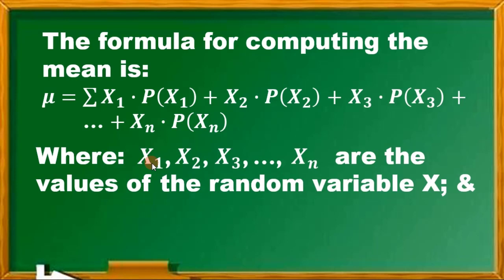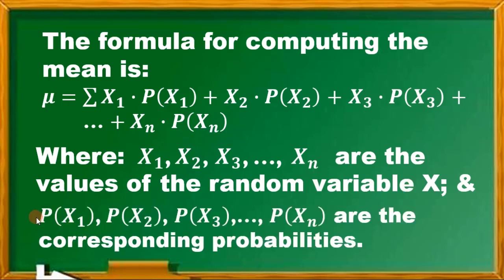Here, x sub 1, x sub 2, up to x sub n are the values of the random variable x. Usually, it could be 0, 1, 2, 3, and so on up to n. And p of x sub 1 is the probability of the first random variable value, then p of x sub 2, p of x sub 3, up to p of x sub n. These are the corresponding probabilities of the random variable x.